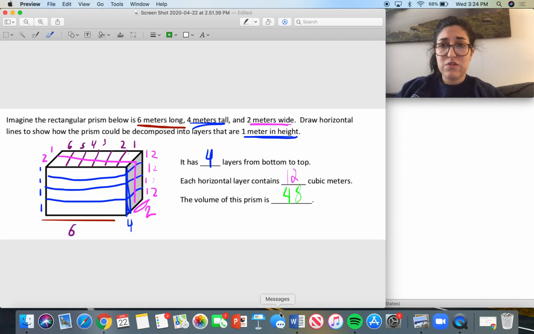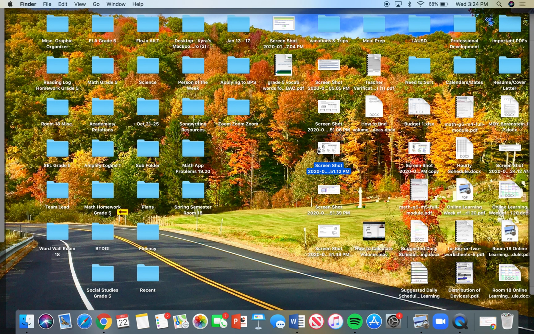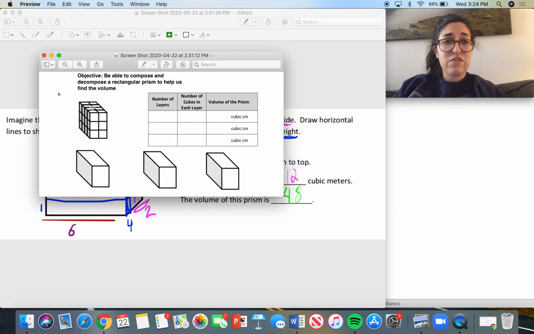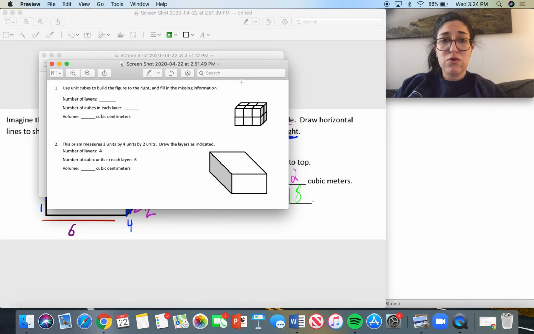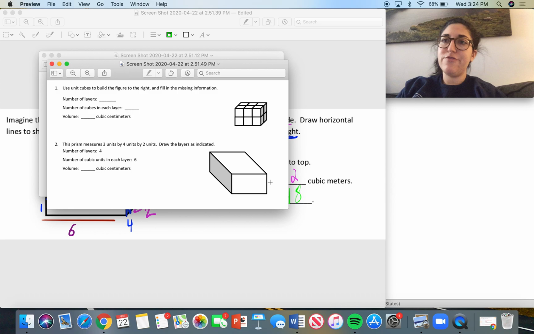All right, so that should help you as you continue to work on this, and when you get to questions that are similar, for example, something like this, when it asks you, okay, how many layers, how many cubes in each layer, so what's the volume, and here, if it's 3 by 4 by 2, what do we do? How many layers are there, how much is in each layer, and therefore, how can I find the volume?